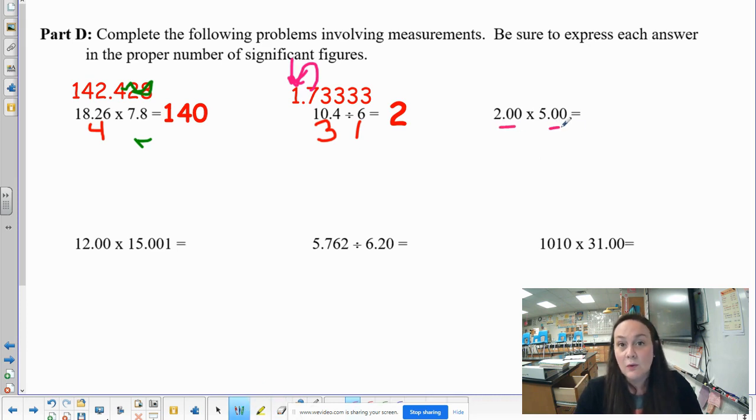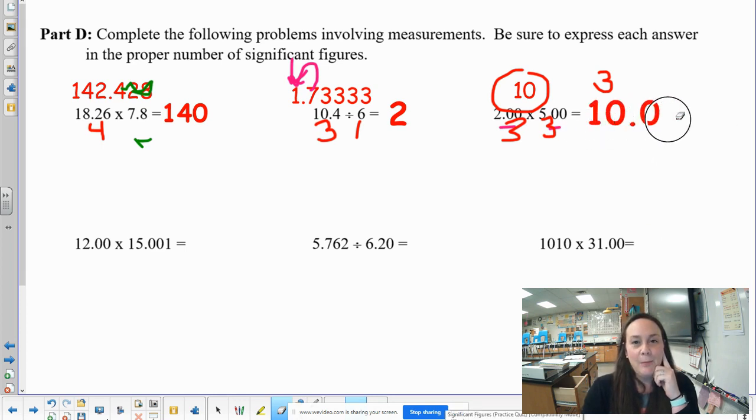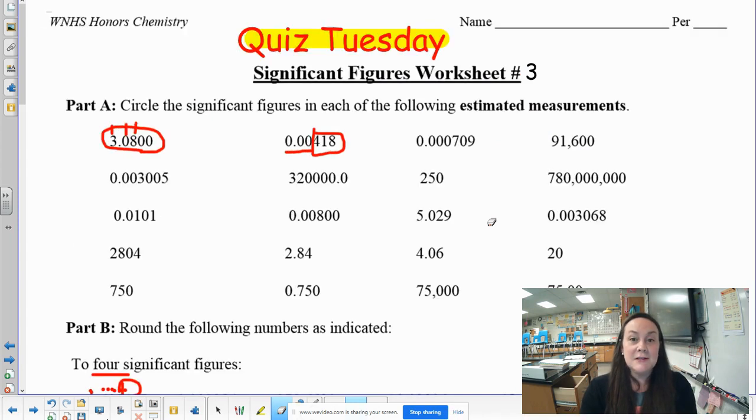This is 2 very well measured numbers, 2.00 times 5.00, and your calculator is going to spit out the number 10. However, how many figs do I have here? This is a 3 sig fig number times a 3 sig fig number, so I want 3 sig figs in my answer. 10 does not give me 3 sig figs. Can anybody think of how I could turn 10 into a 3 sig fig number? 10.0.